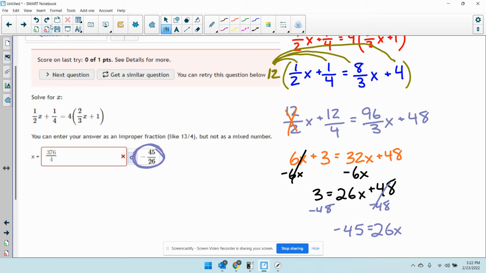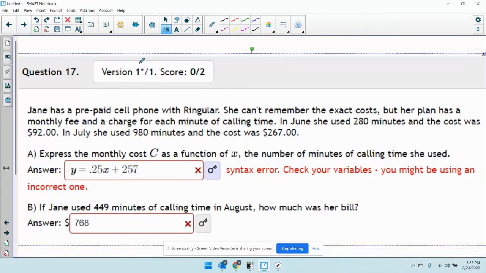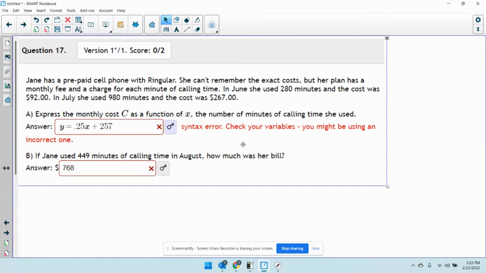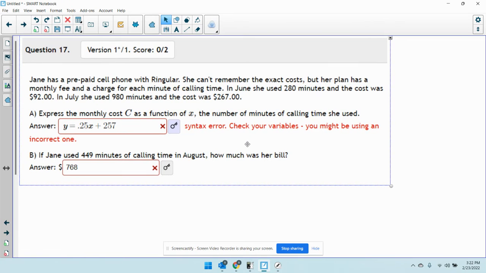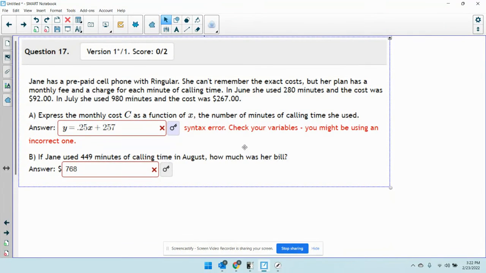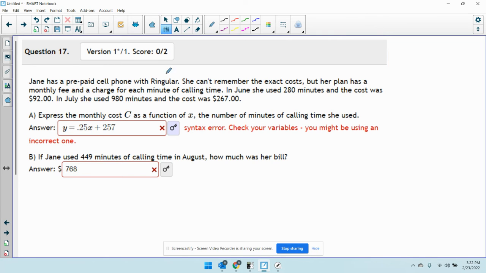Okay. Now the next one's a little messier looking. Let's see. It says Jane has a prepaid cell phone with Ringular. Oh, that's nice. Instead of Singular Wireless, Ringular. She can't remember the exact costs, but her plan has a monthly fee and a charge for each minute of calling. So it's going to look like this: something equals something times x plus or minus something.